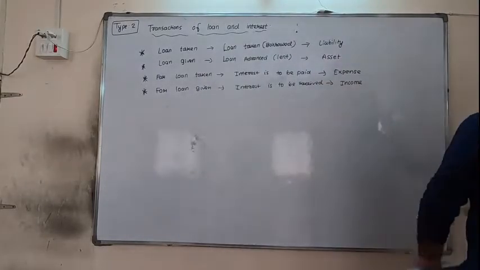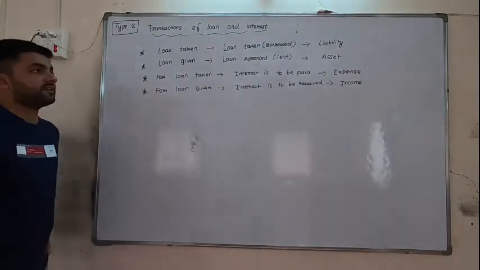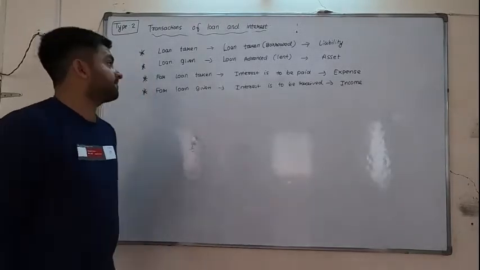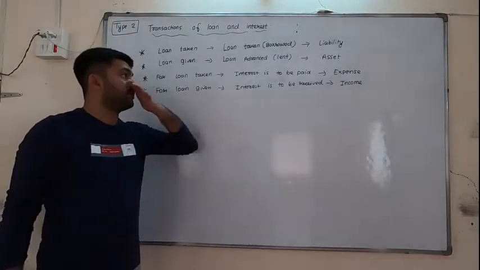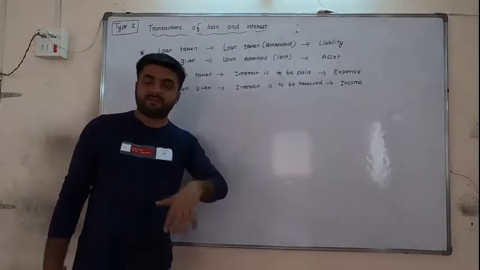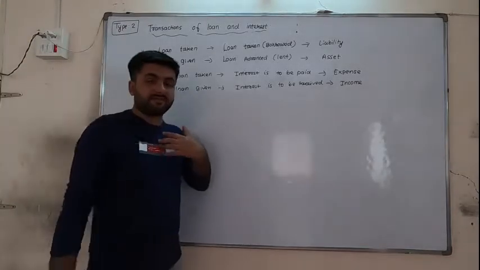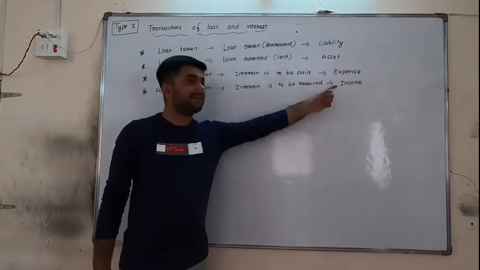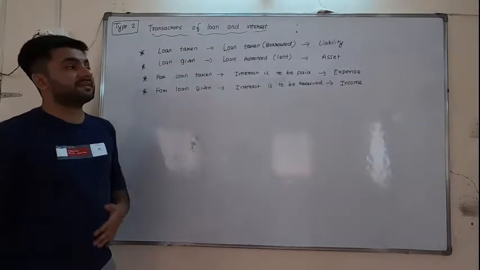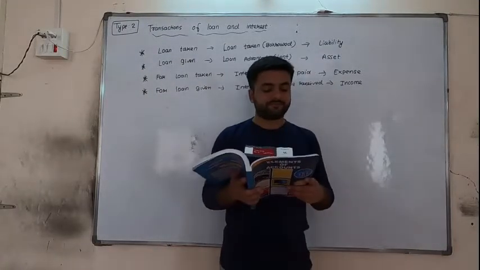Everyone must know that whenever we are taking the loan, it is known as loan taken or loan borrowed, and that is our liability because we have to repay in future. When we are giving the loan to others, we are advancing or lending the loan, and that is our asset. We will receive the amount from them in future. For loan taken, interest is to be paid, and that is our expense. Whenever we are giving the loan, interest is received by us, that is our income. So write these concepts, and now we look at what is given in the book.